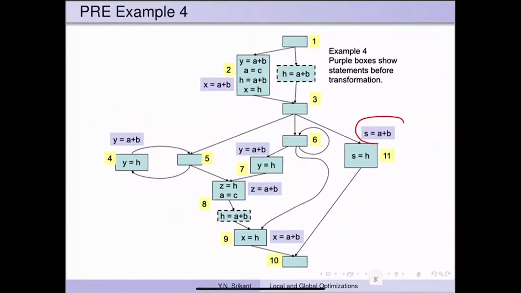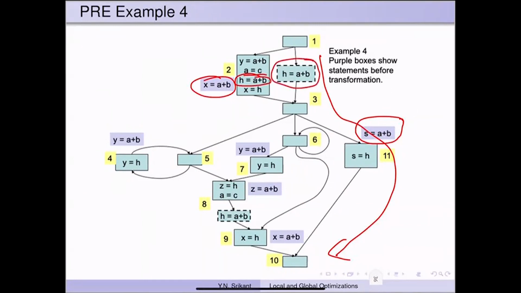Suppose we had the code s equal to a plus b along this path. Now, doing this transformation is very safe. So, for example, now we can say x equal to a plus b is replaced by h equal to a plus b. We introduced a new h equal to a plus b. The rest of these are all the same. And now we introduced a new h equal to a plus b here also. Finally, this has been changed. This has been changed. This has been changed.